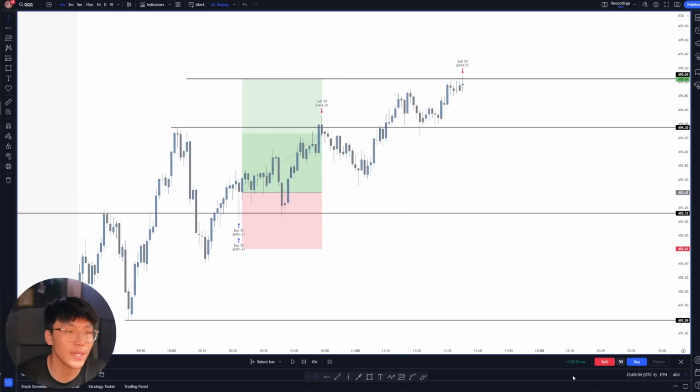And you can see right there, price ended up finally hitting our 1 to 2 risk to reward ratio for another solid win on the day. Now let's go on to the final trading day that I have for us today.